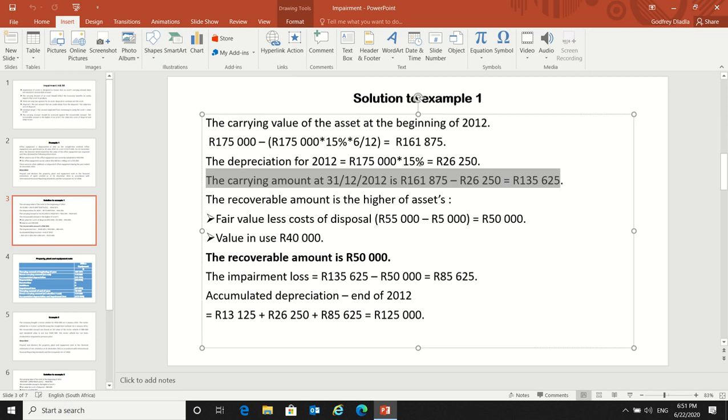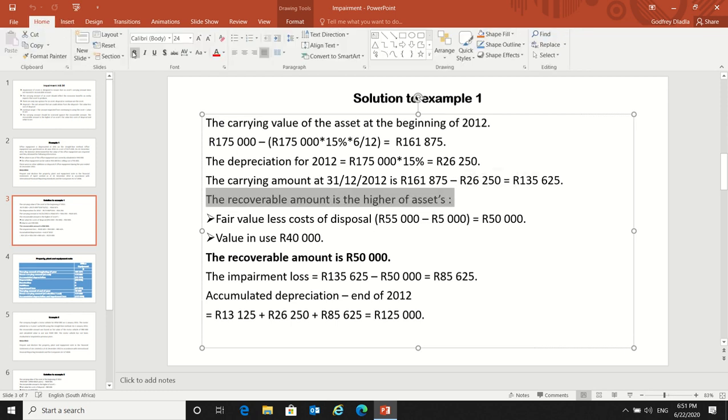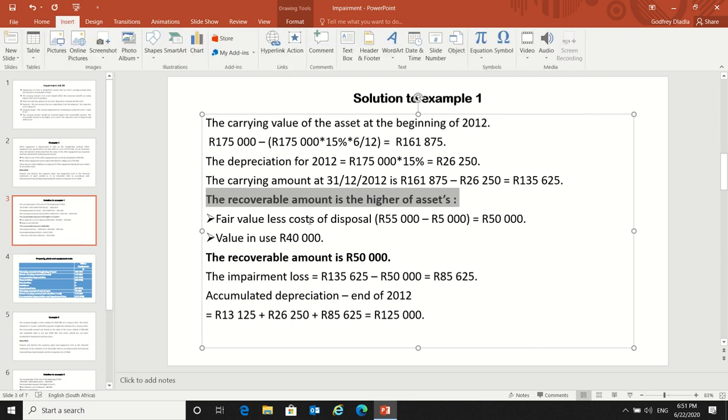161, which is this one, minus the depreciation gives me 135. Now, I've already said the recoverable amount here, which is the highest of the two, here it is, here. Cost here, less selling price, is 55 minus 5, which is 50. Value in use is 40. Then you take the highest of the two. The highest is 50, not 40. Then you compare it. The 50 must be compared to this.